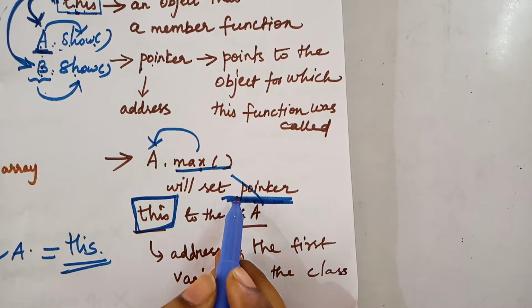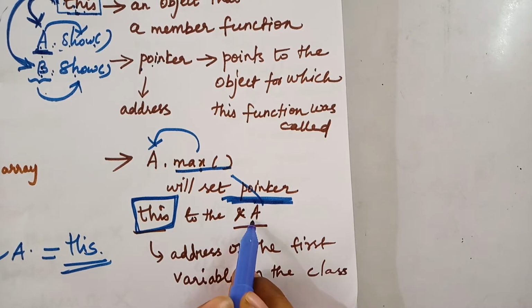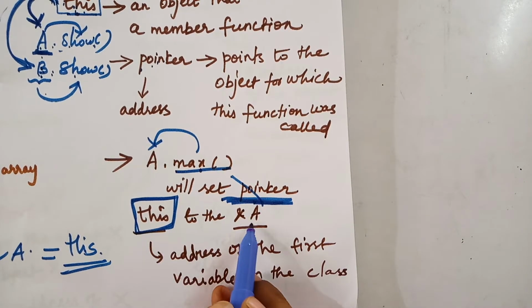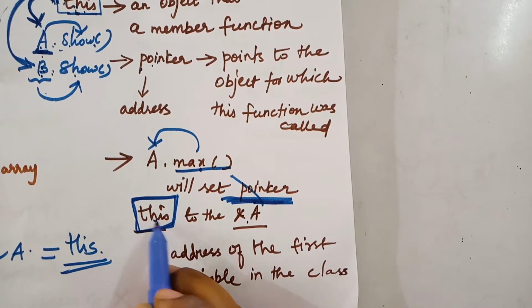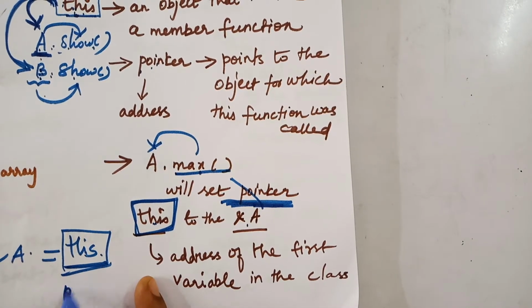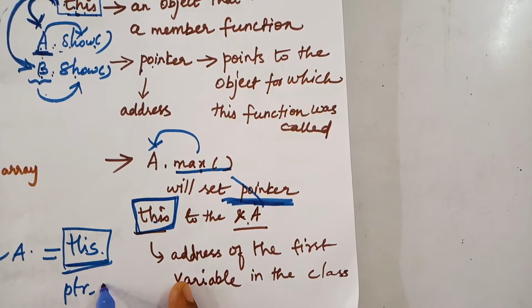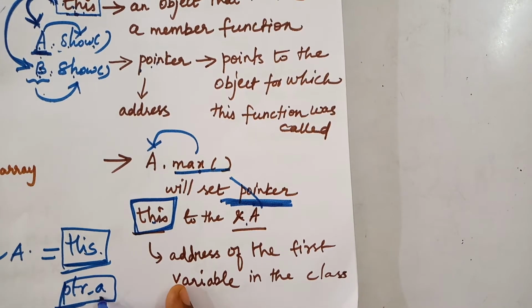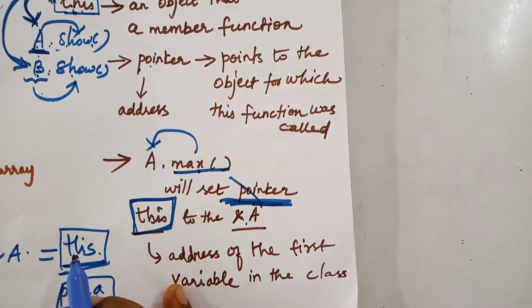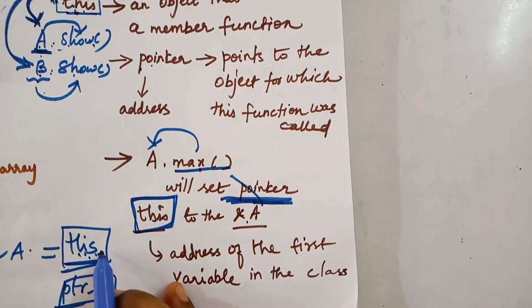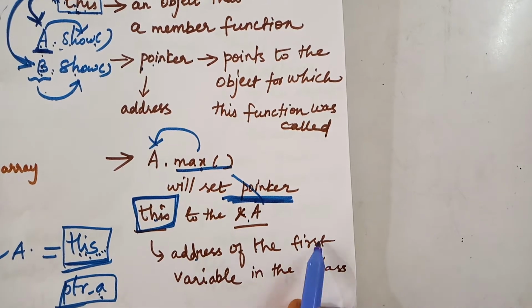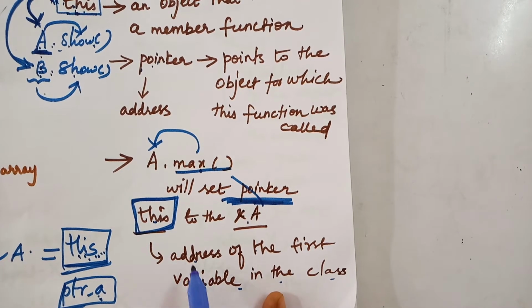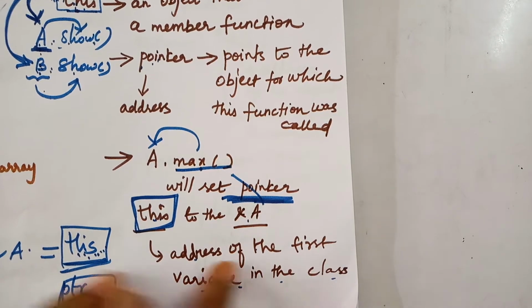So automatically the compiler allots the address to this pointer. Instead of giving a pointer variable like ptr a, directly you are giving this. That's all. It consists of the address of a particular object, that is, the address of the first variable in the class.